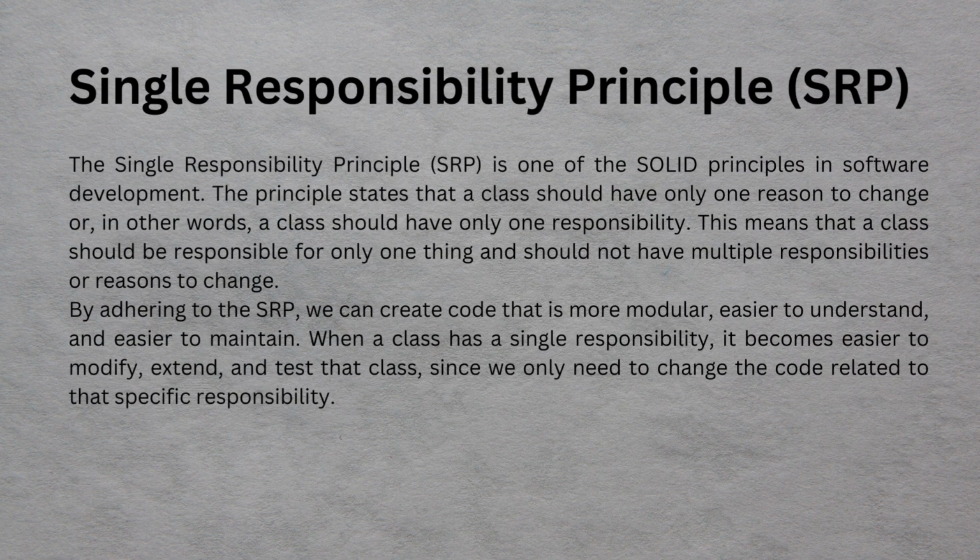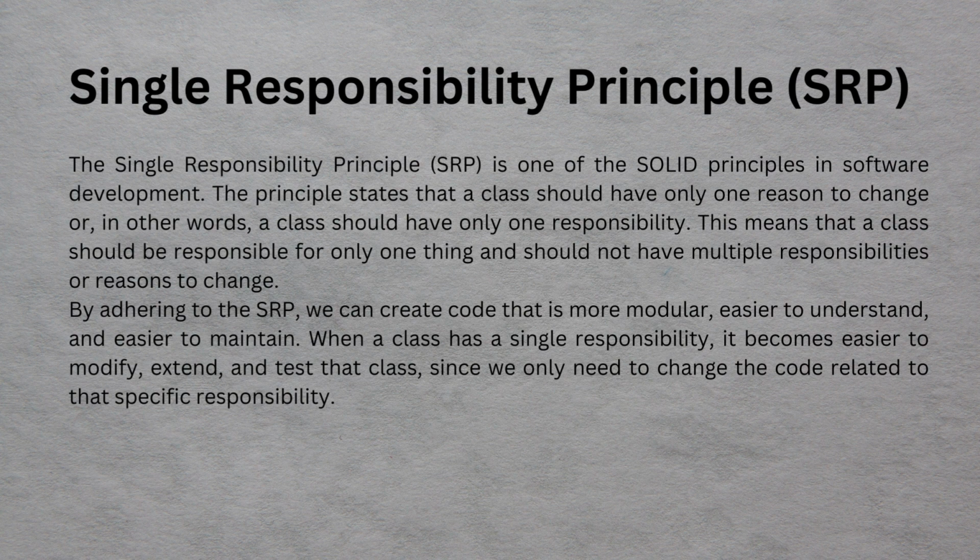Single Responsibility Principle, SRP. The Single Responsibility Principle, SRP, is one of the SOLID principles in software development. The principle states that a class should have only one reason to change, or, in other words, a class should have only one responsibility. This means that a class should be responsible for only one thing and should not have multiple responsibilities or reasons to change.